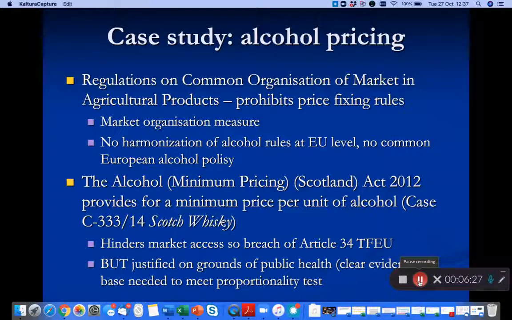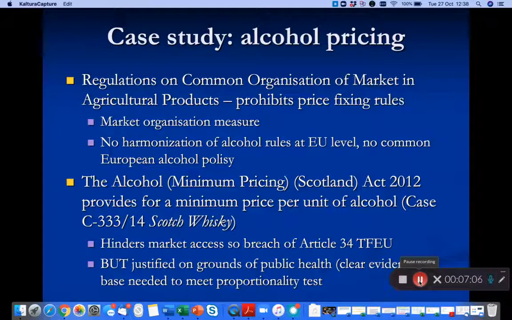The fact that the legislation at issue in the main proceedings prevents the lower cost price of imported products being reflected in the selling price to the consumer means by itself that that legislation is capable of hindering the access to the UK market of alcoholic drinks that are lawfully marketed in member states other than the UK, and constitutes therefore a measure having equivalent effect to a quantitative restriction within the meaning of Article 34 TFEU. So there is a hindrance there, but the hindrance is justified on the grounds of public health.